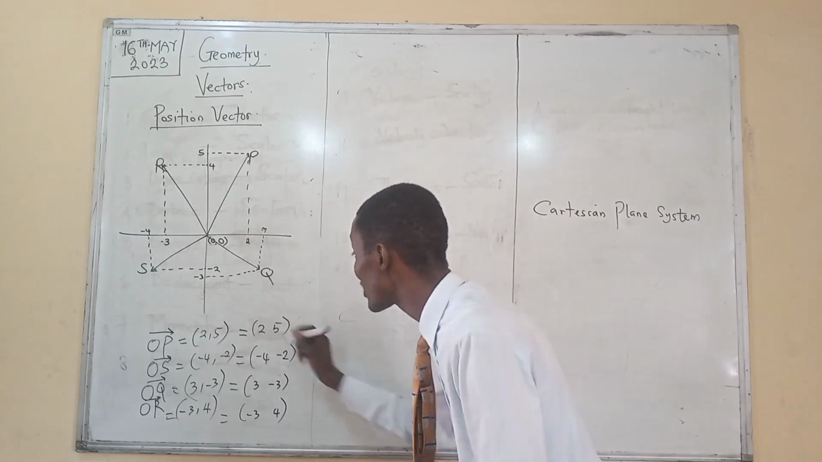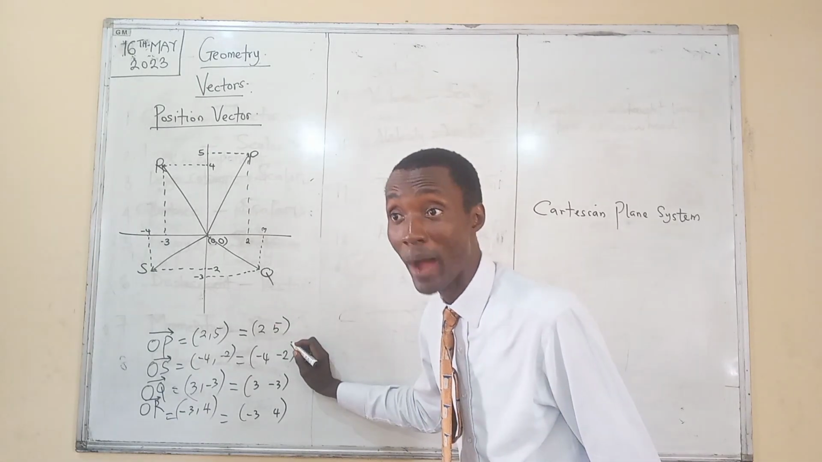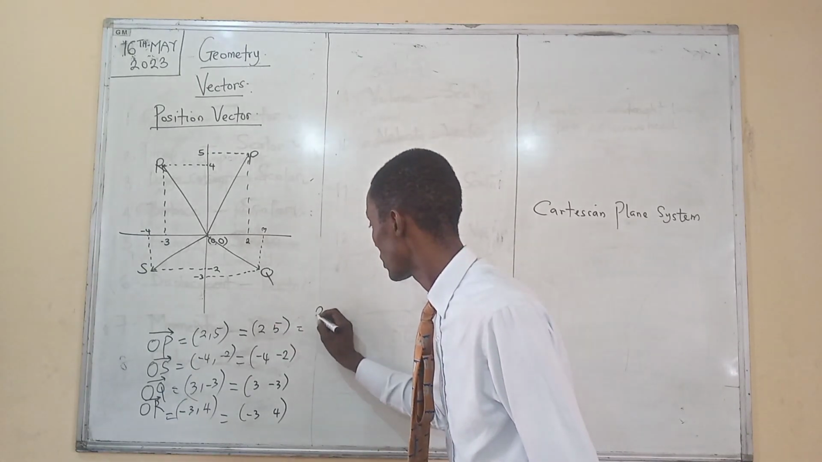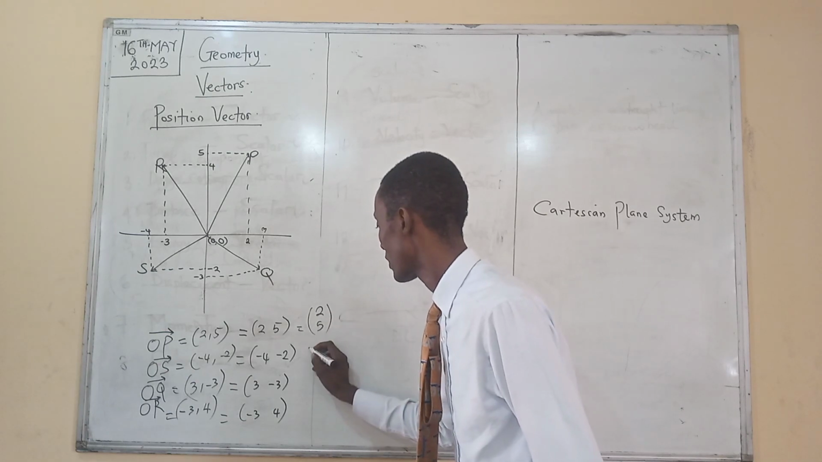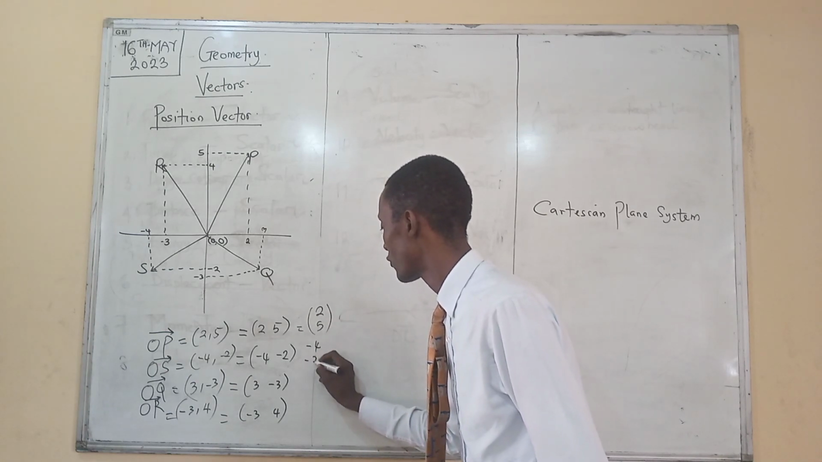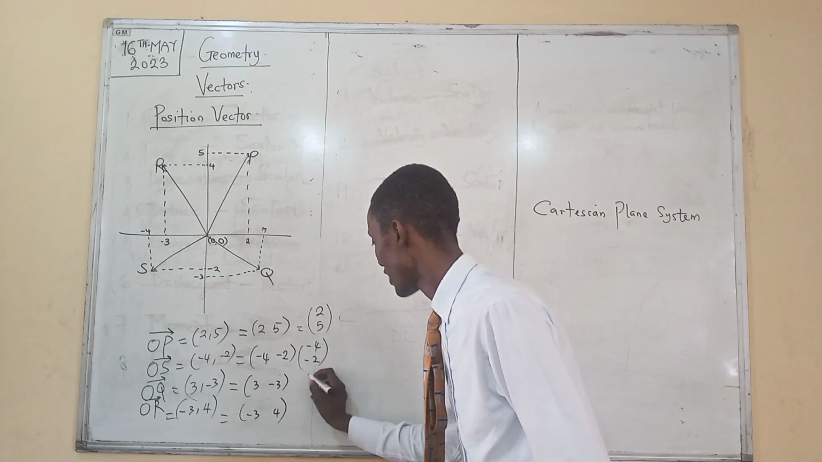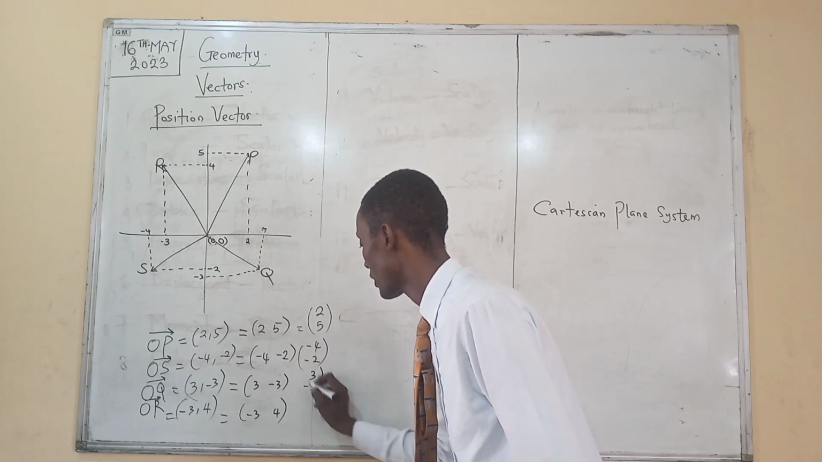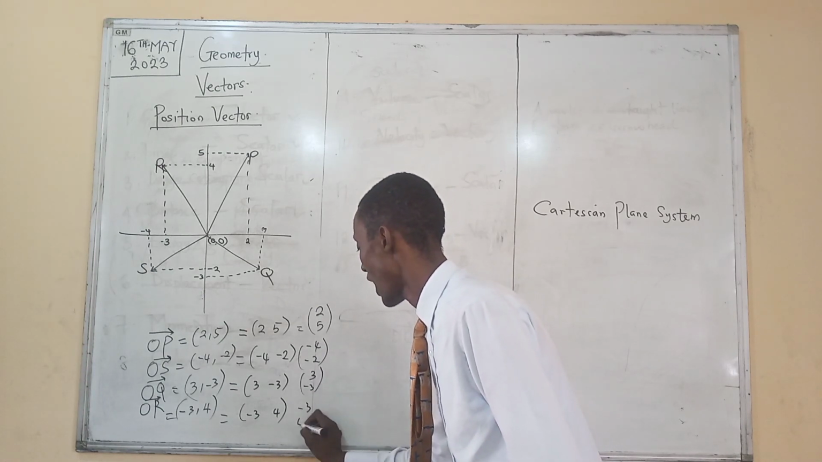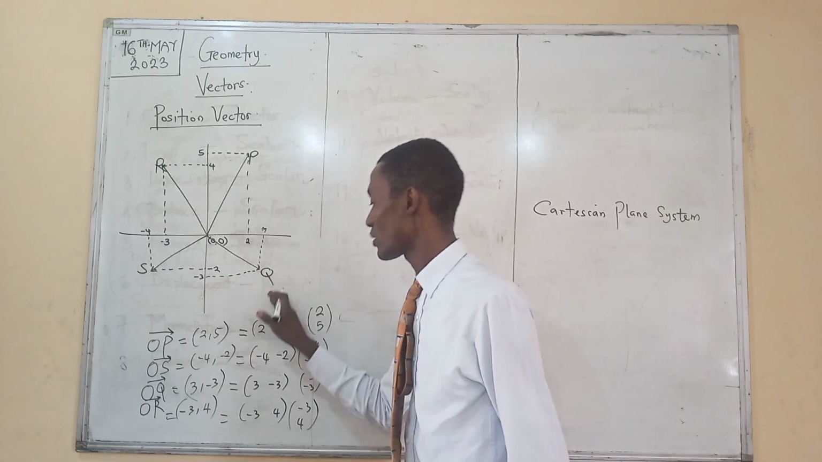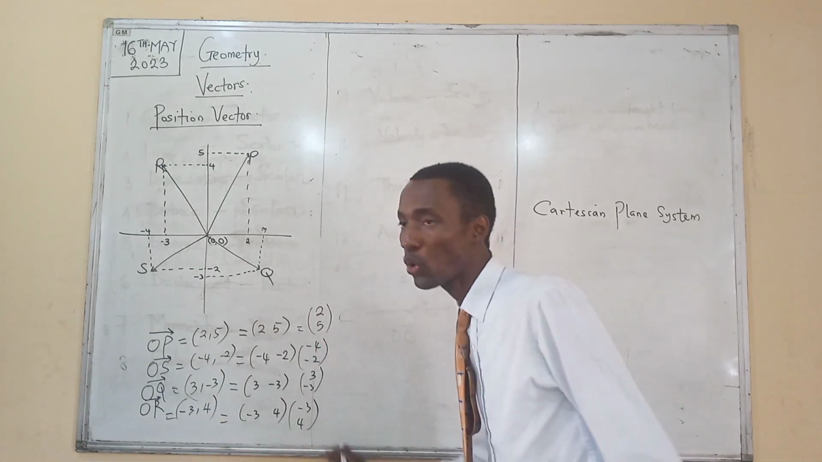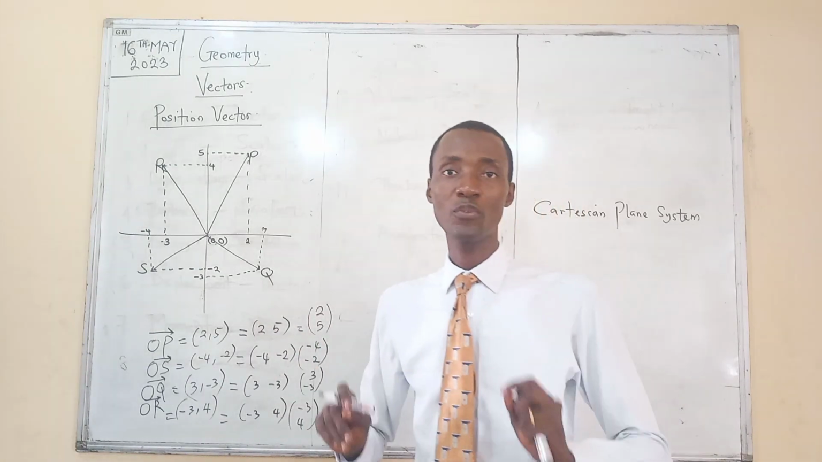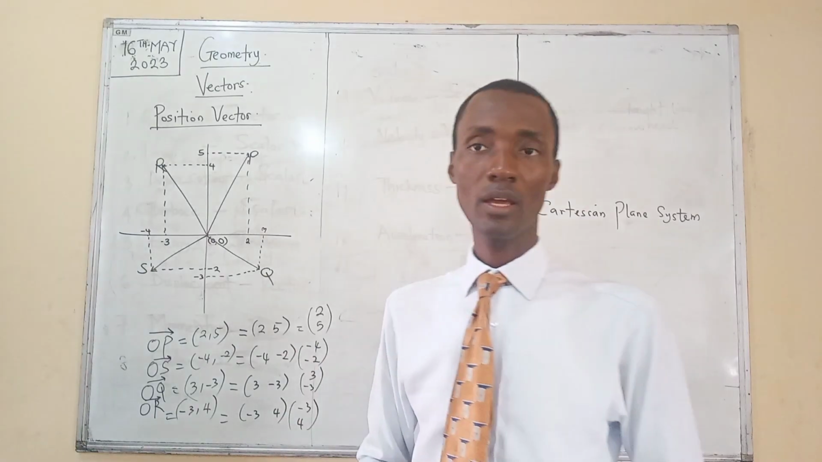You can also write these ones in their column form. I hope you know. To be 2, 5, is that not? Negative 4, negative 2. You can write this as 3 and negative 3. And you can write this as negative 3 and 4. So you can write either as row form or as column form. You need to get yourself used to these methods.